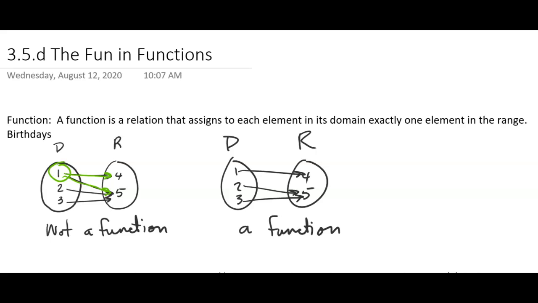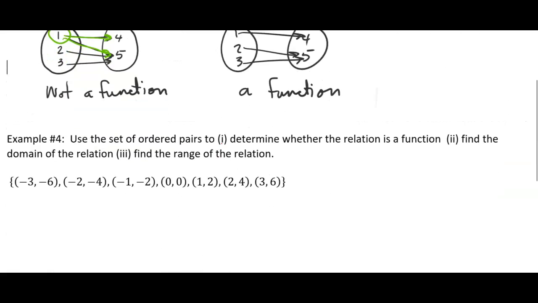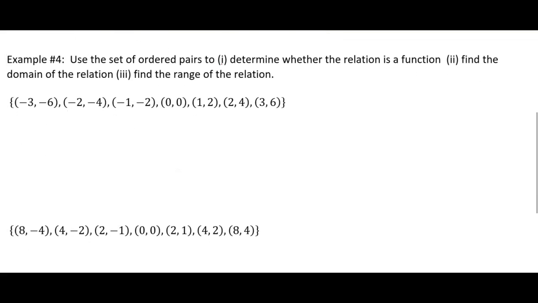Now you might say, well, what about the range? What about that 5? You've got 2, 5, and 3, 5. That's okay. The range can have more than 1 element go to it, but the domain can only map to 1 spot. Okay? All right. So that's an explanation with the mappings a little bit.